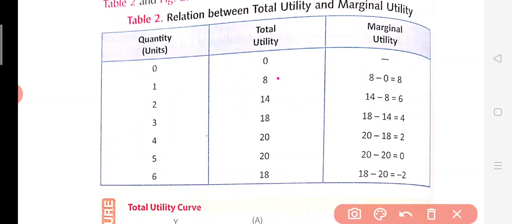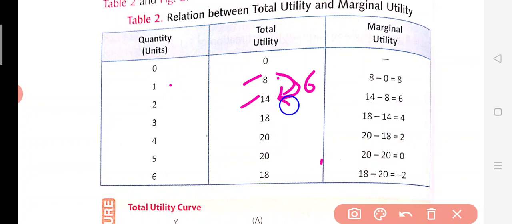The first cup gave you 8 utils of satisfaction, but how much is the addition from here to here? It is just 6. You enjoyed the first cup of tea and your satisfaction was high, but the second cup is giving you only 6 utils. Note this: total utility is increasing from 8 to 14, but the rate at which it is increasing is going to diminish.